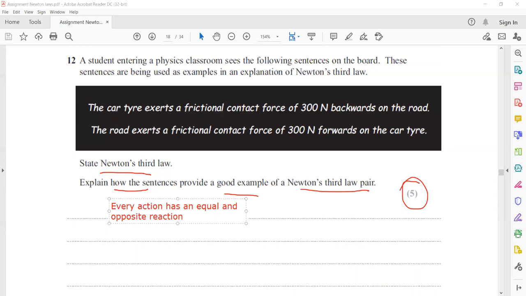And according to Newton's third law, forces should act on different bodies. So why is this example a good example? Because the forces should act on different bodies. So as you can see in this example, the forces act on the road and the tire.